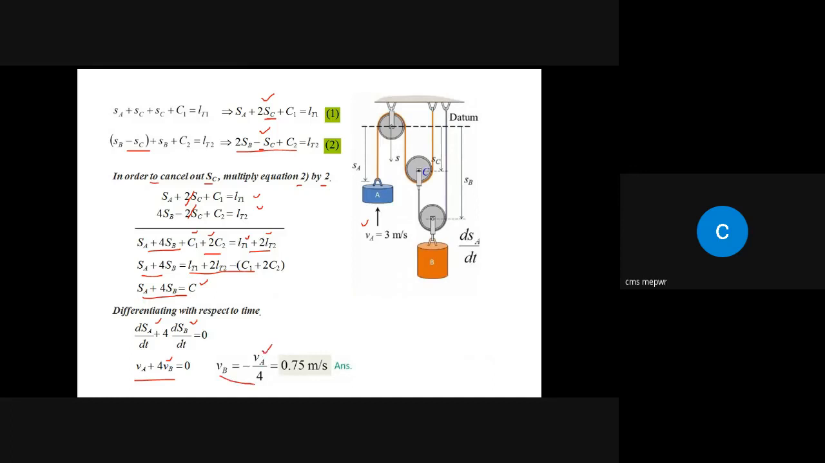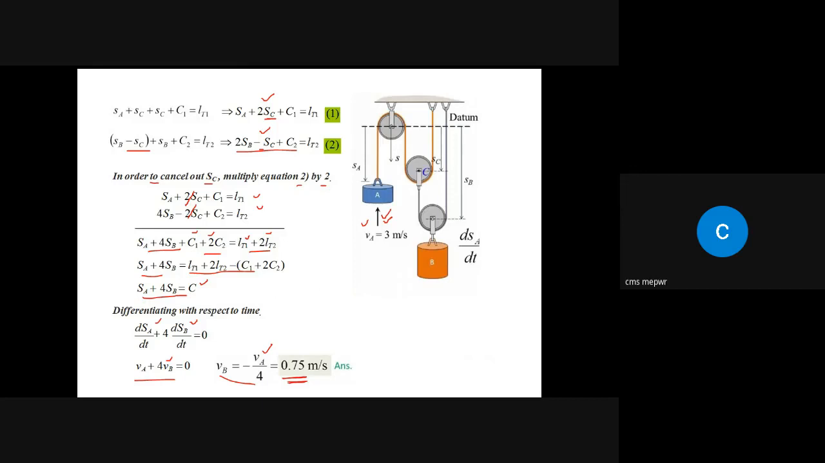Put the value of VA. When you put this value of VA over here, what we get? We get 0.75. So remember, in this case, VA is 3 meter per second upward, and we know that in the coordinate that we set, upward velocity is negative. So we need to put this VA as minus 3 meter per second. So when you divide minus 3 by 4, what we get? We get basically 0.75 meter per second. And this was what was required from the question.